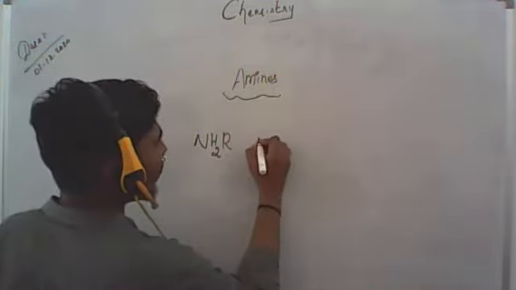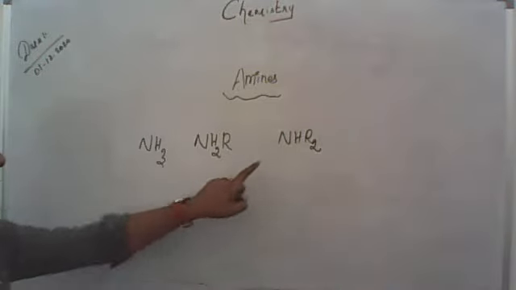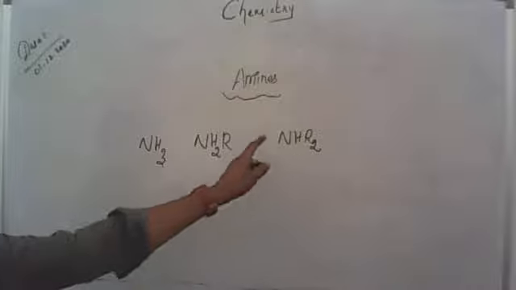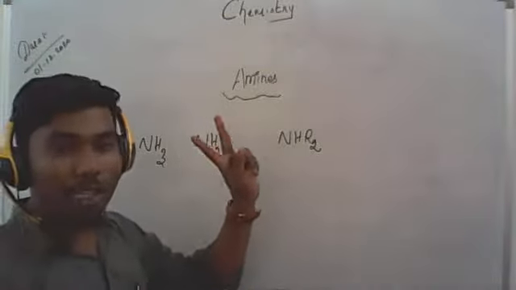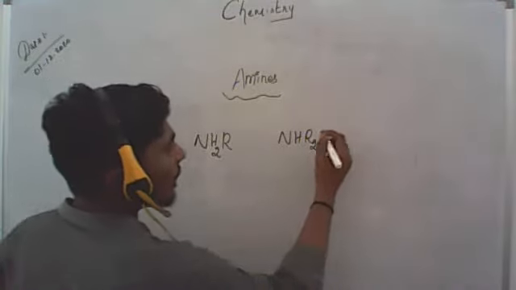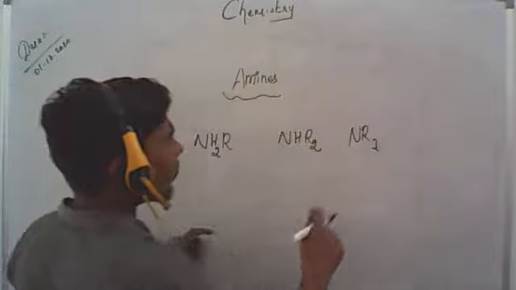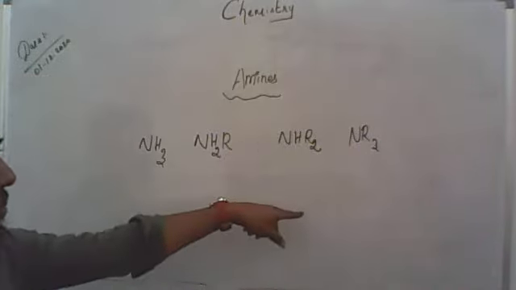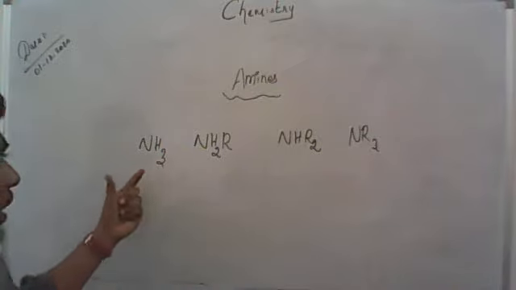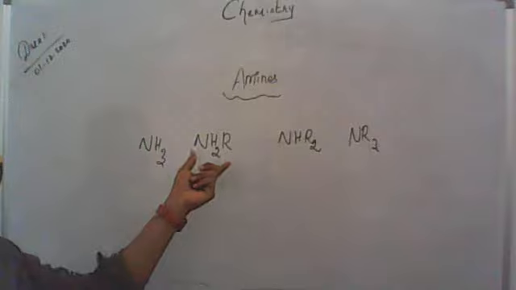Okay, so next, NHR2. See here, 2 hydrogens are replaced by 2 alkyl groups. Then the third type, NR3. See here, all the 3 hydrogen atoms are replaced by 3 alkyl groups. So the first one is ammonia, the second one is called a primary amine.